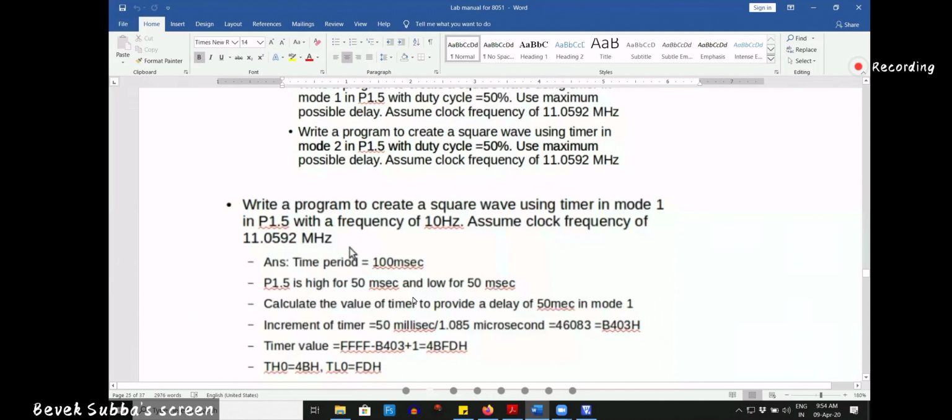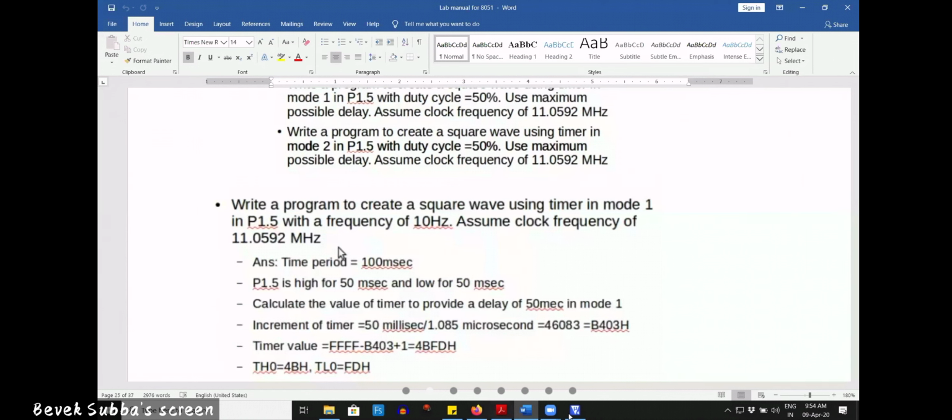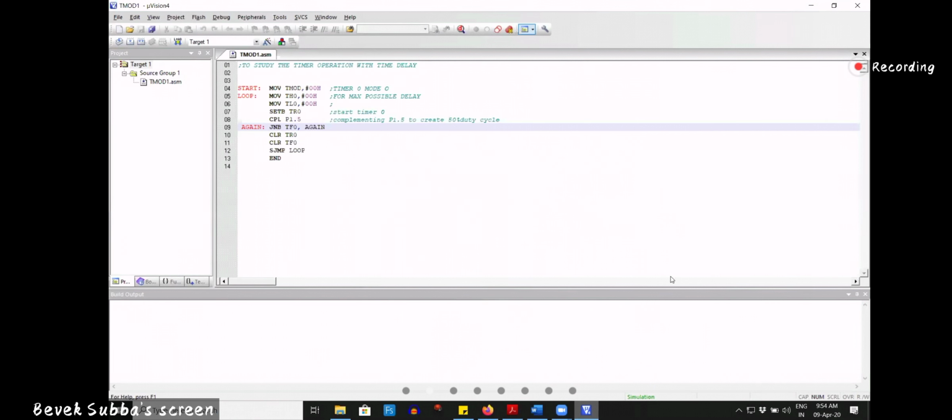Okay, see the value of the timer, TH1 value and TL1 value. I have to get, since this is timer 1 in mode 1. What should be the value of TH1 and TL1 in order to have a delay of 100 millisecond time period.